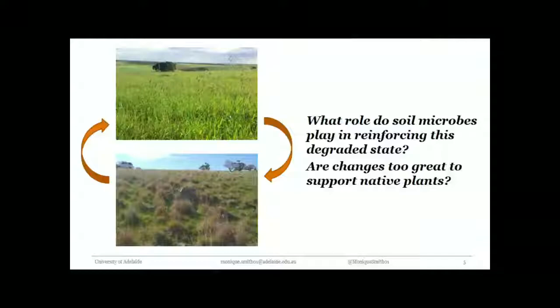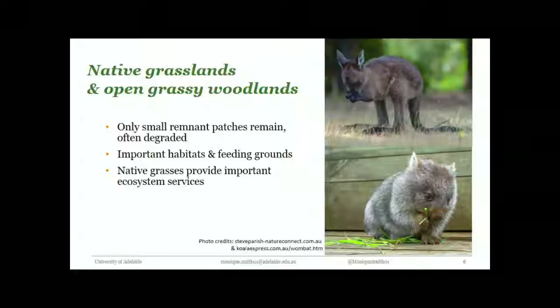One system that's been heavily cleared is native grasslands or open grassy woodlands, so any system that's grass dominated, because they're very suitable for agriculture and also pretty easy to clear. So only small remnant patches now remain, and these are often degraded and overrun with weeds. They're also important habitats and feeding grounds. I have some pretty cute examples: a baby kangaroo and a baby wombat, just two examples of things that feed on grass, but of course there's lizards and birds and other things as well. Native grasses are also important for ecosystem services. So, yeah, very important to bring them back.